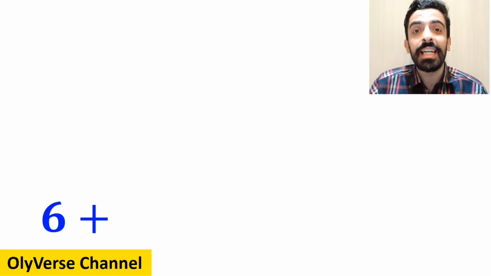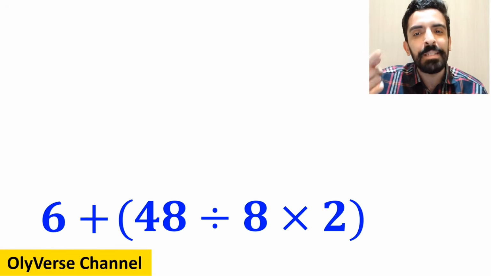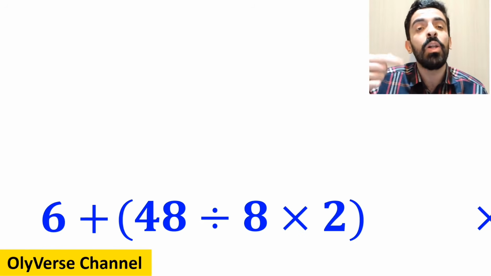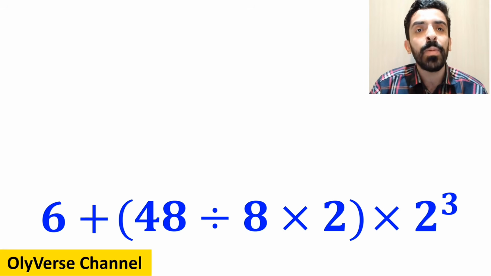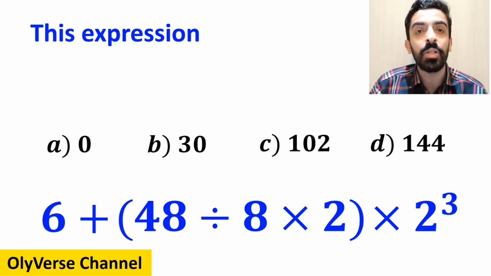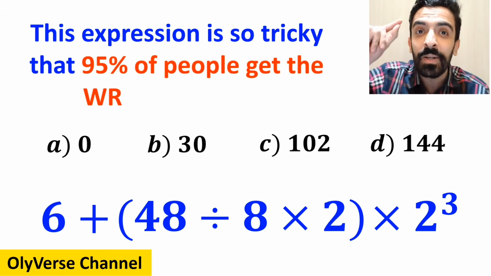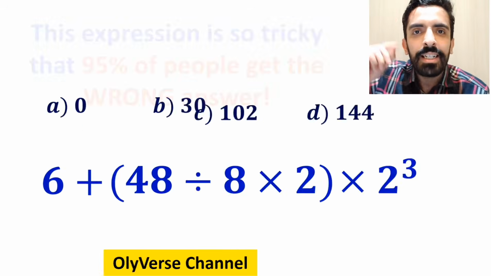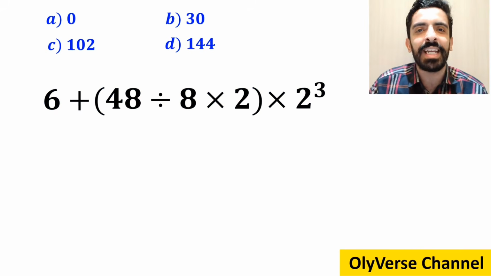What is the value of the expression 6 + (48 ÷ 8 × 2) × 2³? Which option do you think is the correct answer to this question? This expression is so tricky that 95% of people get the wrong answer. Let's go step by step and solve it together.